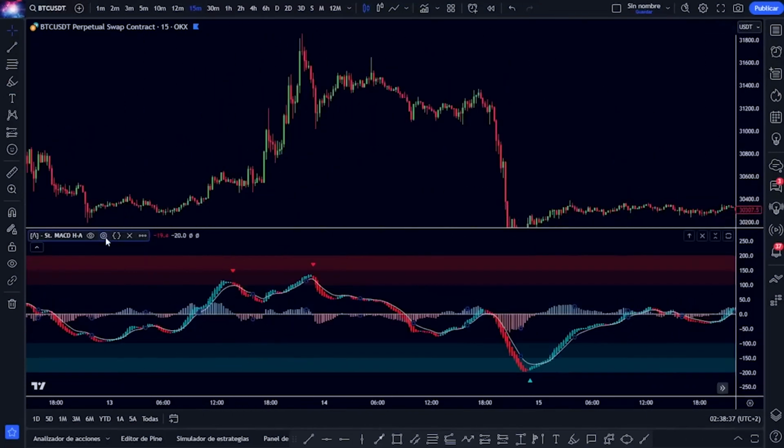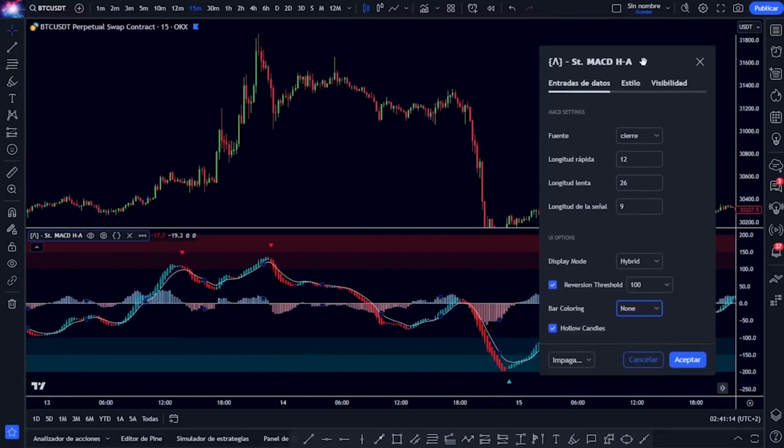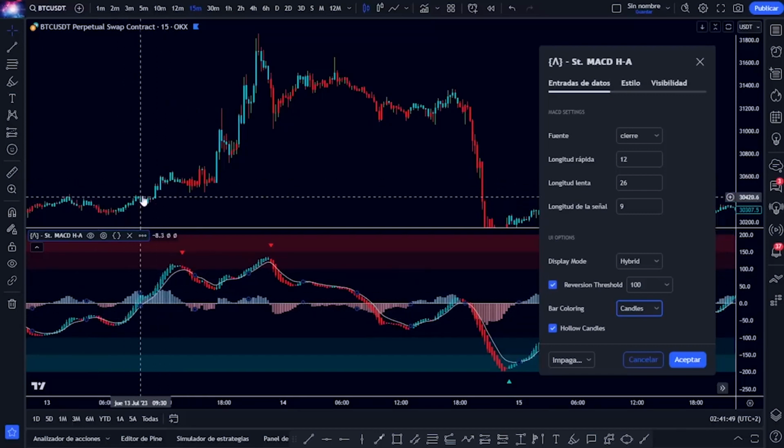The first thing we have to do is review the configuration of our new MACD. In this video we will use the default data, but you can always adapt it to your liking. One of the most interesting options is to color the candles with the same color and feeling of the MACD. As you can see, at the moment they turn blue in the indicator, that trend is also marked on the chart.